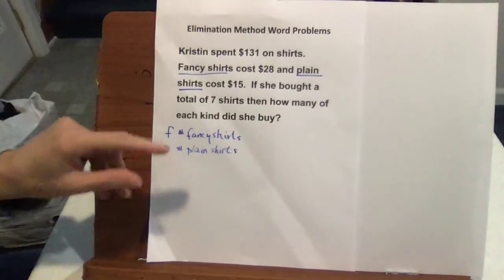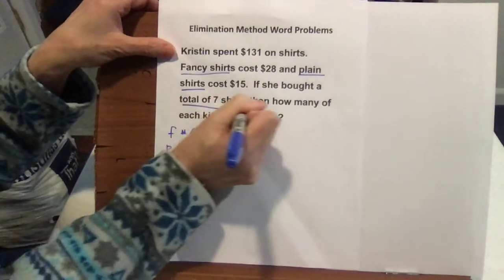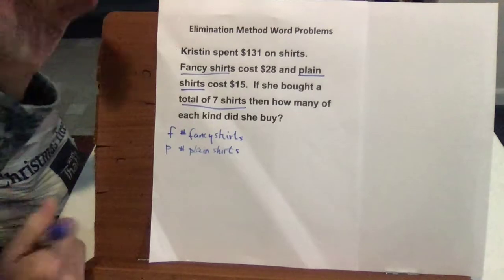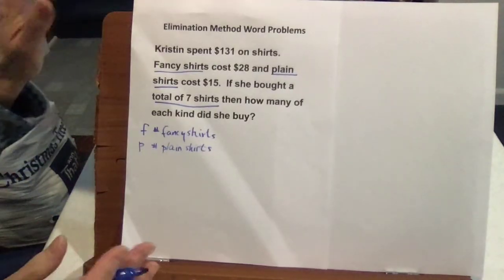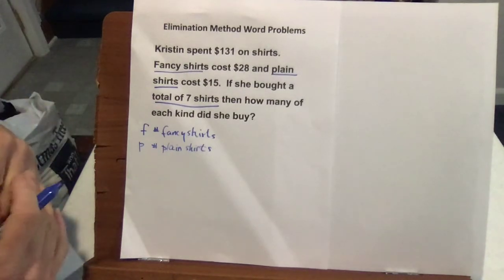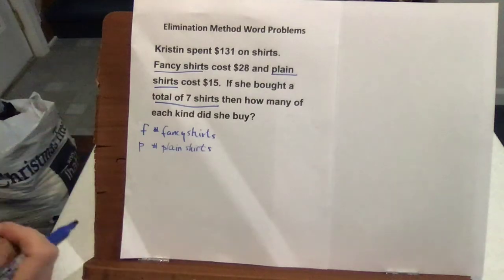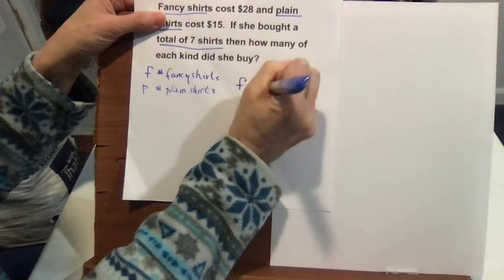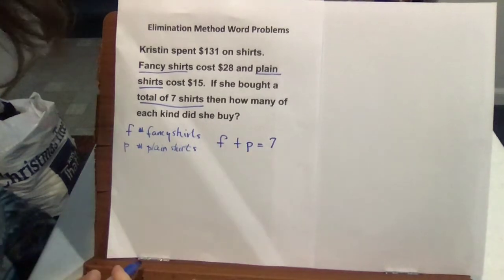Now what we have in this problem is the quantity, the number of shirts that she buys. She buys a total of 7 shirts. And then we have costs that are affiliated with those 2 types of shirts. So first, we're going to create an equation that tells me how many fancy shirts and plain shirts she bought that equaled up to 7 shirts. So our first equation is going to be F plus P equals 7. This tells us the number of fancy shirts plus the number of plain shirts equals 7 shirts total, which we see.